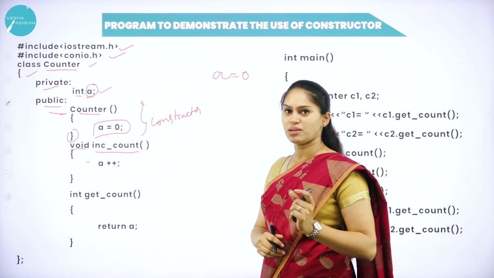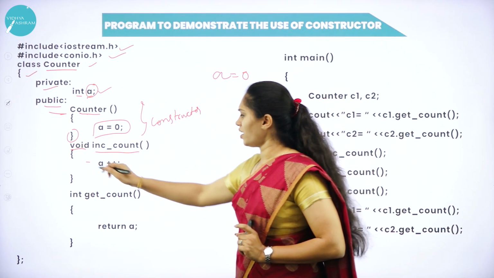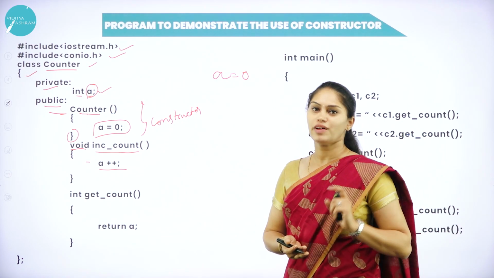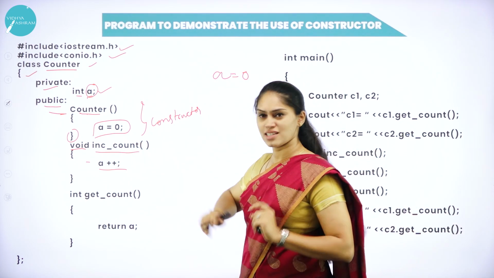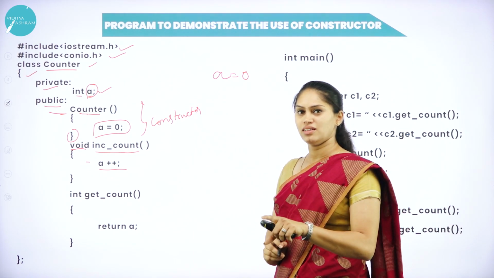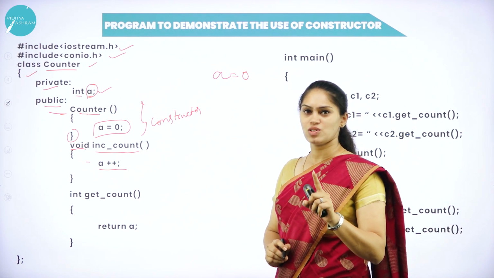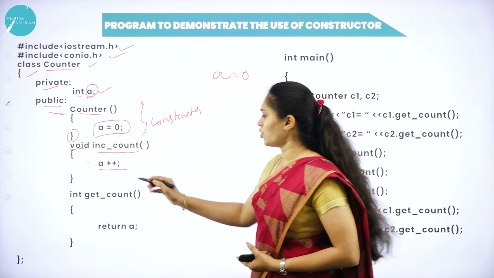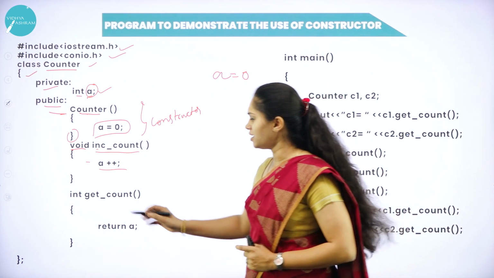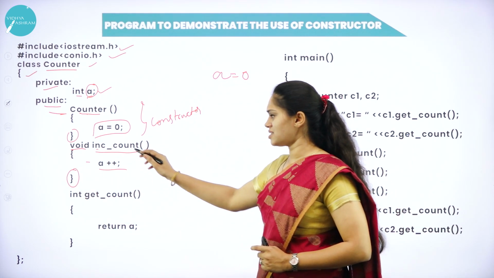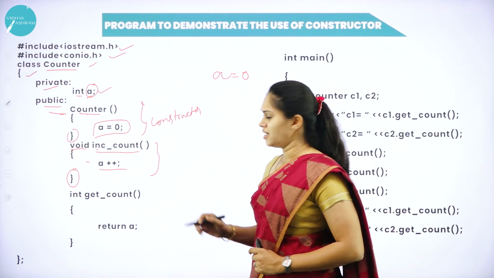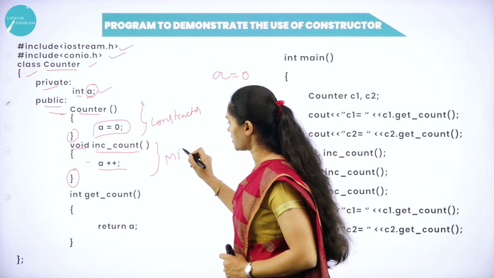It is going to perform some operations. So what are they doing here? Here they are using an increment operator. For example, if the value of A is 0 and I use A plus plus, that means 0 plus 1, so A becomes 1. In order to increment, I am going to use this member function called increment count. And here I am going to end the scope of this increment count. It also comes under the counter class. It is also one of the member functions.